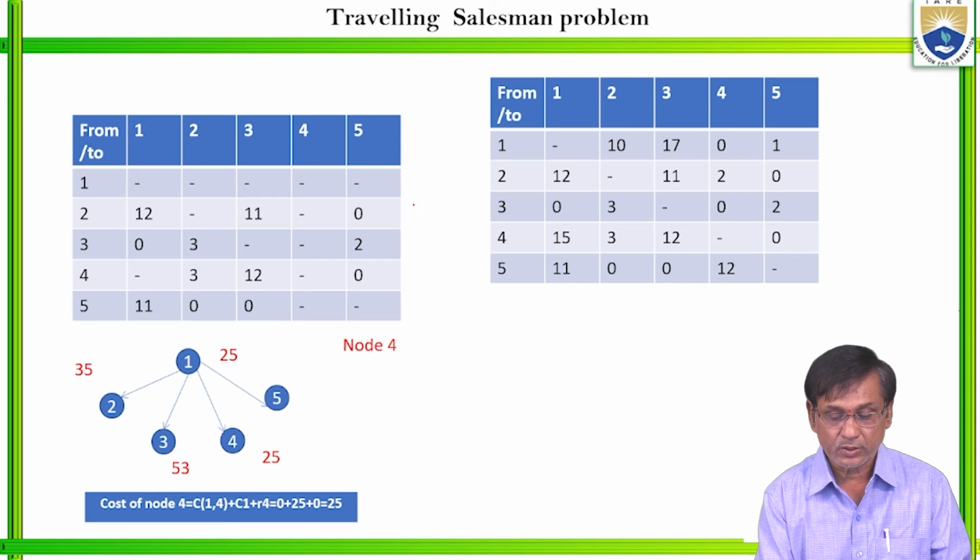Second row 0 only. Third row 0 only. Fourth row, fifth row. So that means in this case it is not possible. That means reduction value is 0.